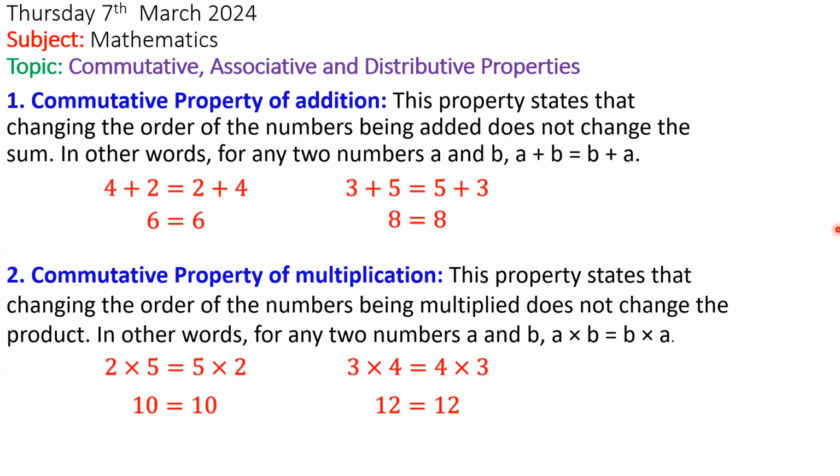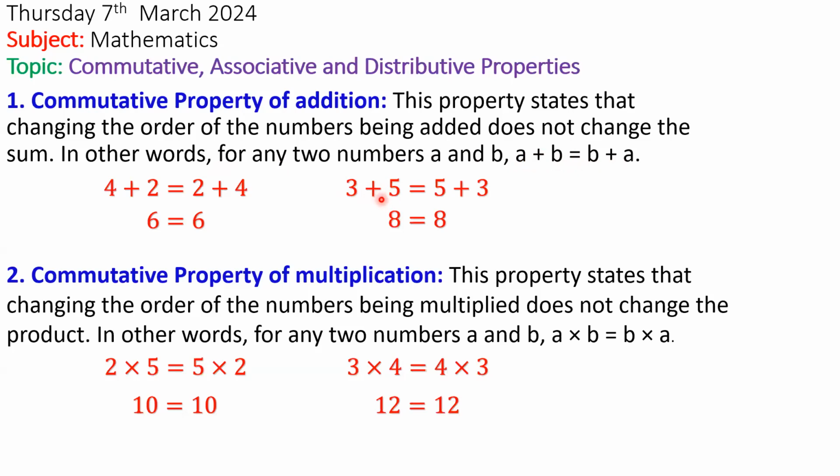Kema, do you understand that? No, sir, I just came in class. Okay, read the property. This property states that changing the order of the numbers being added does not change the sum. In other words, for any two numbers, A and B, A plus B equals B plus A. Very good. So notice that we switched the letters. A plus B is the same thing as B plus A. For example, let's look at 3 plus 5. What is 3 plus 5?